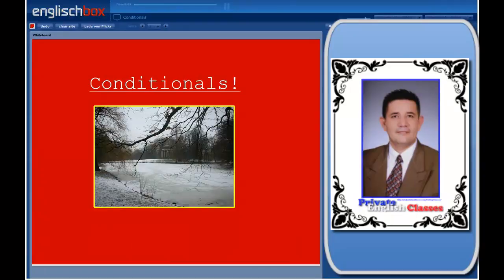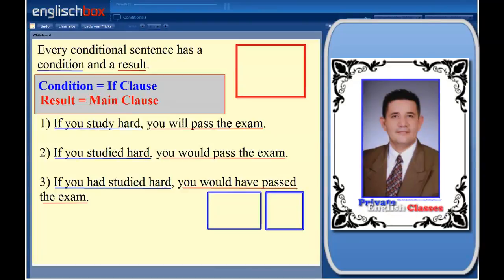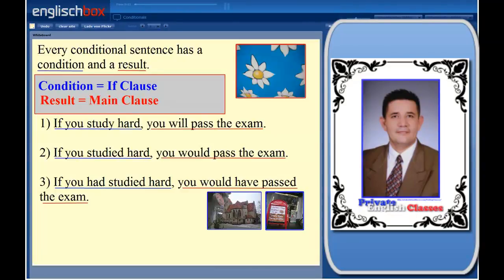So what is a conditional and how do we form a conditional sentence? A conditional consists of a condition and a result. The condition is expressed in the if clause, the first half of the sentence, and the result is expressed in the main clause, the second half of the sentence.